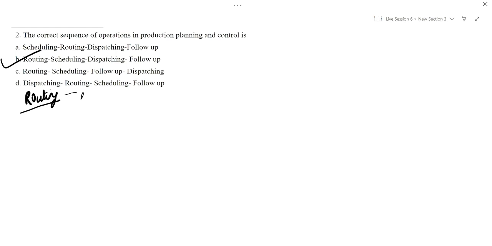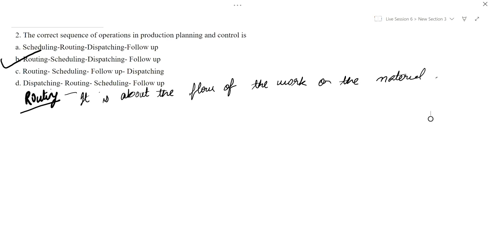Routing. So it is about the flow of the work or the material in the course of production. So this means what will be the different stages through which it will be passing. Suppose, for example, stages A, B, C, D are the different stages through which it will be passing. So what will be the different paths followed will depend upon the layout of the facilities.